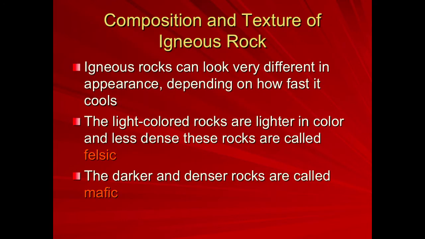Igneous rocks can look very different in appearance depending on how fast they cool. This is what makes igneous rocks one of the hardest groups to classify, because they can look a variety of different ways. Did they form on the Earth's surface out of lava? Did they form deep inside the Earth from magma? Rocks that tend to be lighter in color and less dense are called felsic, and darker, denser rocks are called mafic.